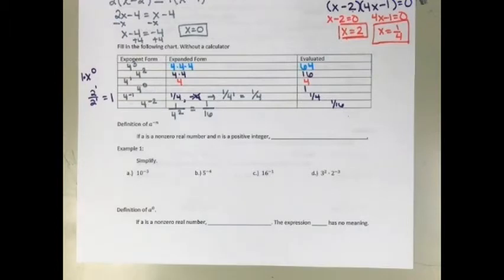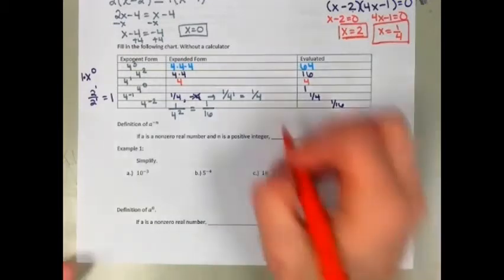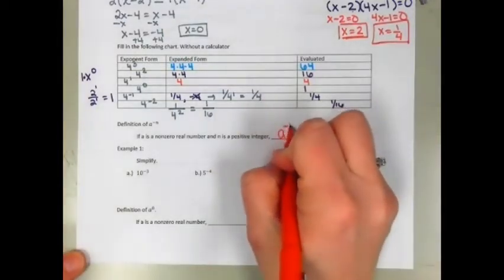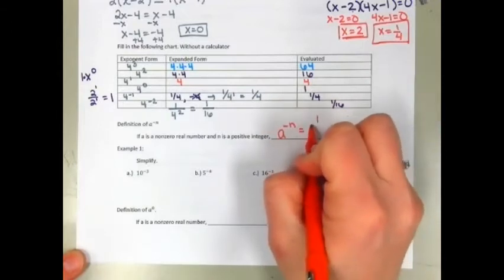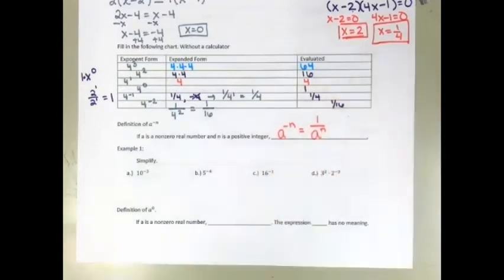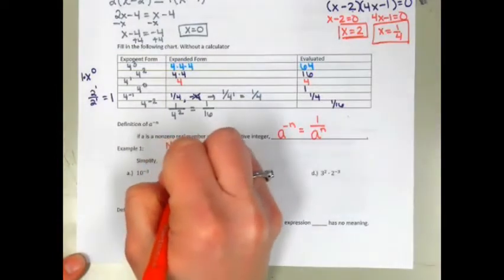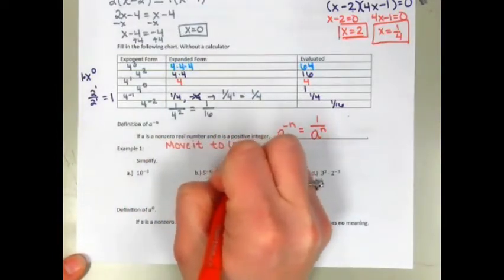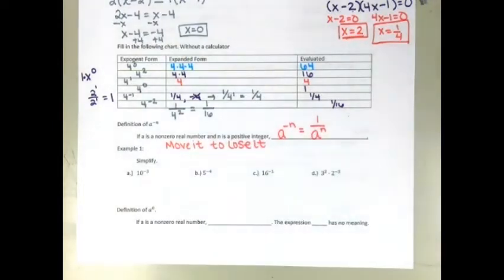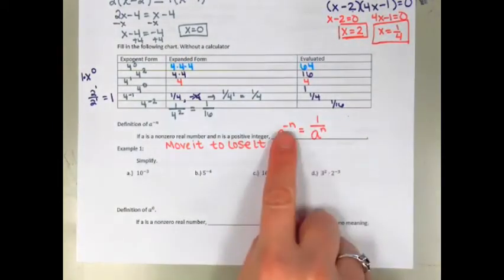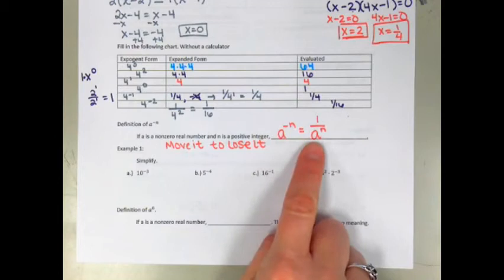All right, so the definition of a to the negative n power just means when I have a to any negative exponent, it is 1 over a to the positive n power. Everything to be simplified has to have positive exponents. One way I always remember negative exponents, we have to move it to lose it. We can't have them, so we have to move them to lose it. So if we have a negative exponent in the numerator, it moves to the denominator.